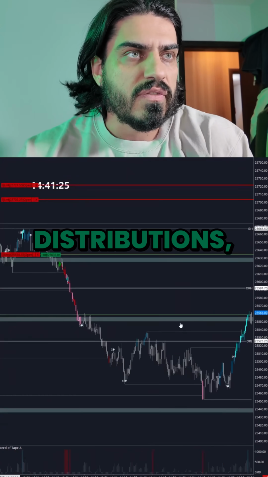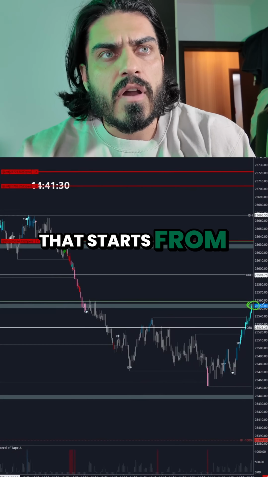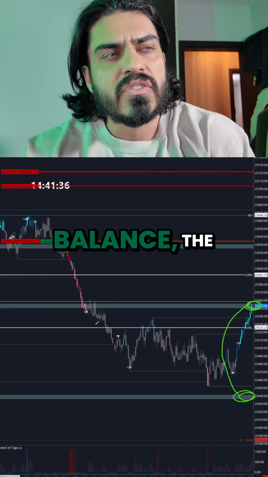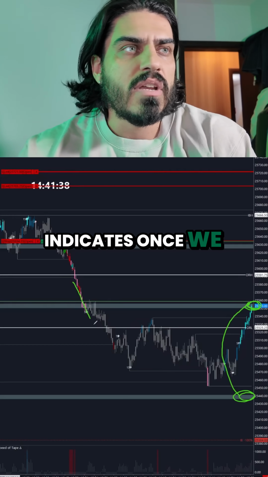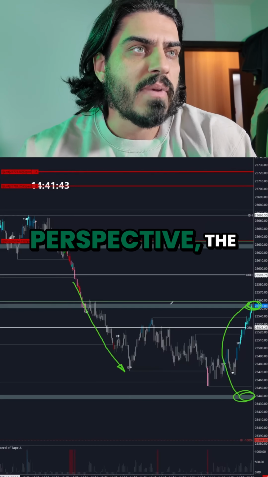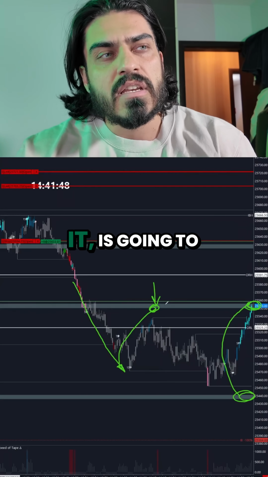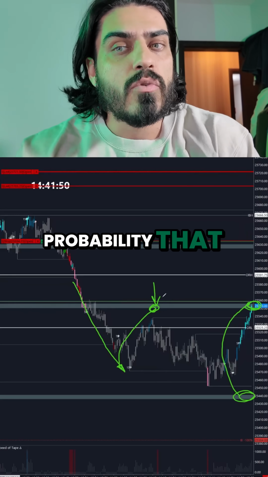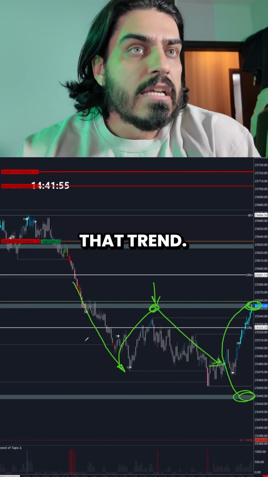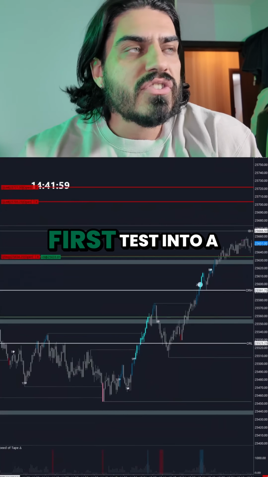and distributions, for instance, if we have a balanced area like this, that starts from down here all the way over here, if this is one individual balance, the first test rule indicates that once we actually get a clean entrance into that balance area, from a price action perspective, the first time we retest that region, when we pull back into it, is going to be the highest probability that you have for a pullback continuation in the direction of that trend.